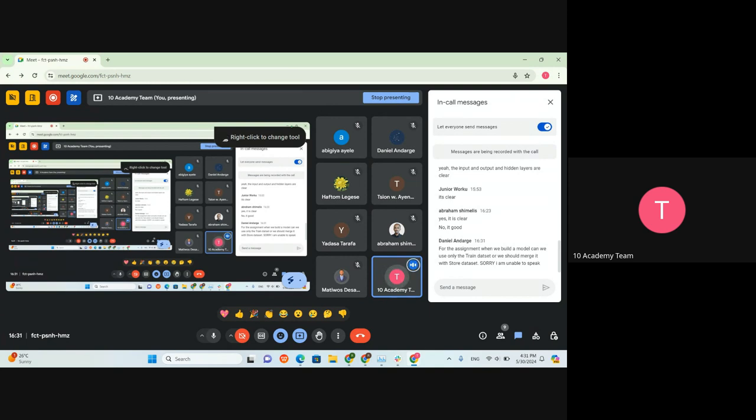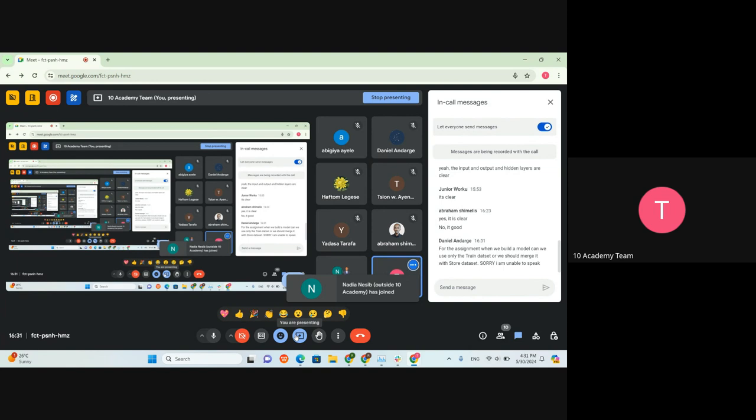For the assignment, when we build a model, can we use only the train data set, or should we merge it with the store data set? Sorry, I'm unable to speak. Okay, let me go through the data set. Oh, we should merge it with the store data set. Yeah, you need to merge the data with the store data set so that you have a good analysis, especially if they don't contain the same features. To have a full overview, you should include the store data. You should merge the two data sets.